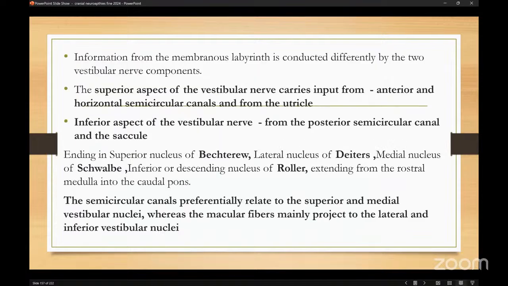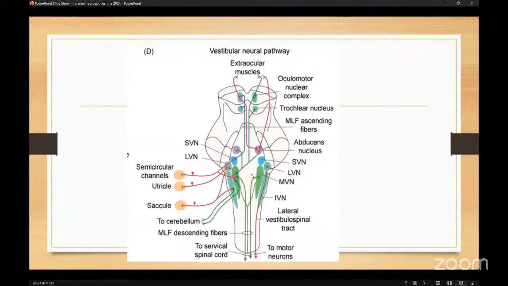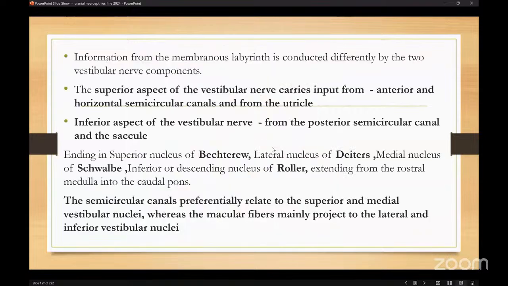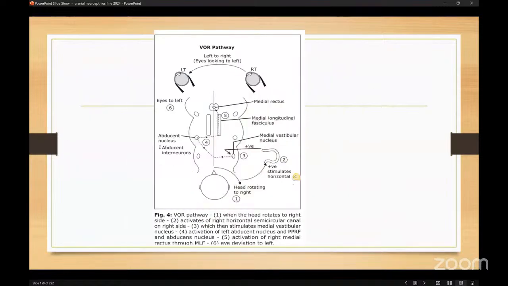Okay. And so one should know also the nuclei. So semicircular canals go to the superior and medial vestibular nucleus, whereas utricle and saccule go to the lateral and inferior vestibular nuclei. You should see this nuclear arrangement. That is superior vestibular nucleus, medial vestibular nucleus, lateral vestibular nucleus, inferior vestibular nucleus. So what we read just now, that semicircular canals go to superior and medial vestibular nucleus, whereas utricle and saccule go to lateral and inferior vestibular nucleus.